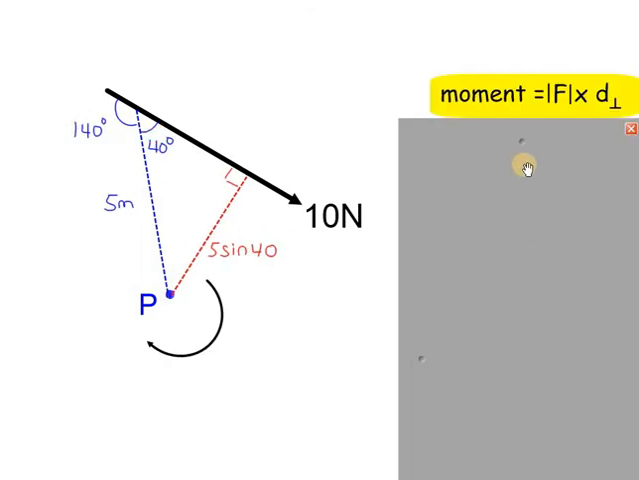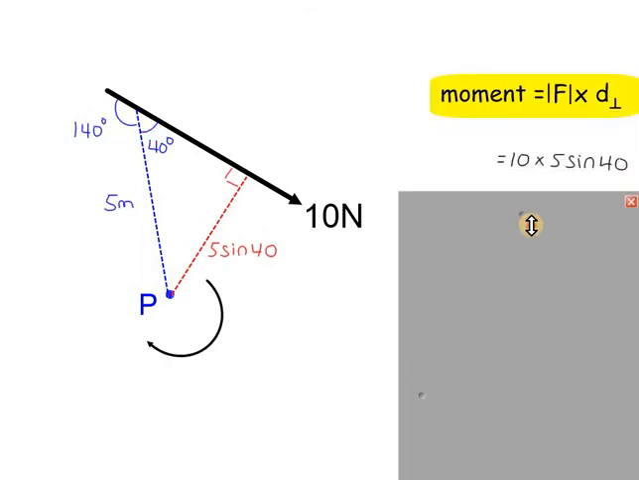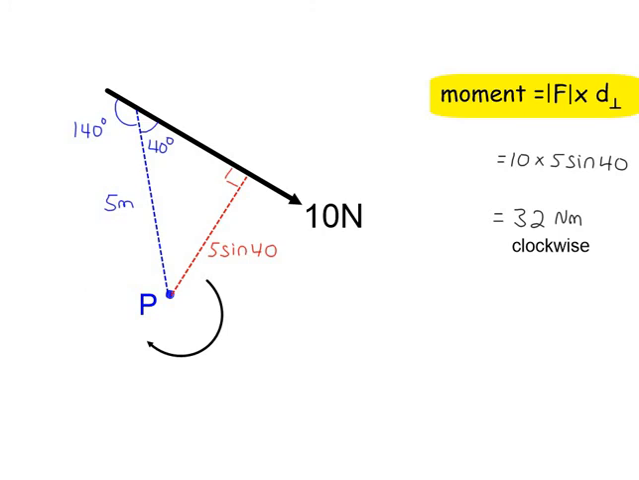Okay, so we have 10 the force times the perpendicular distance, 5 sine 40, and if we simplify, 32 Newton meters, and the direction, well, here's the pivot point and the force is in this direction, and if you continue along around the pivot point, it's clockwise.